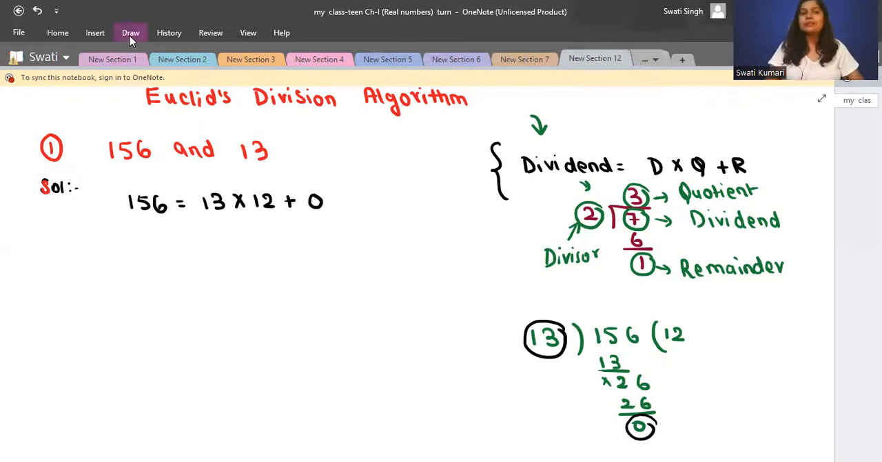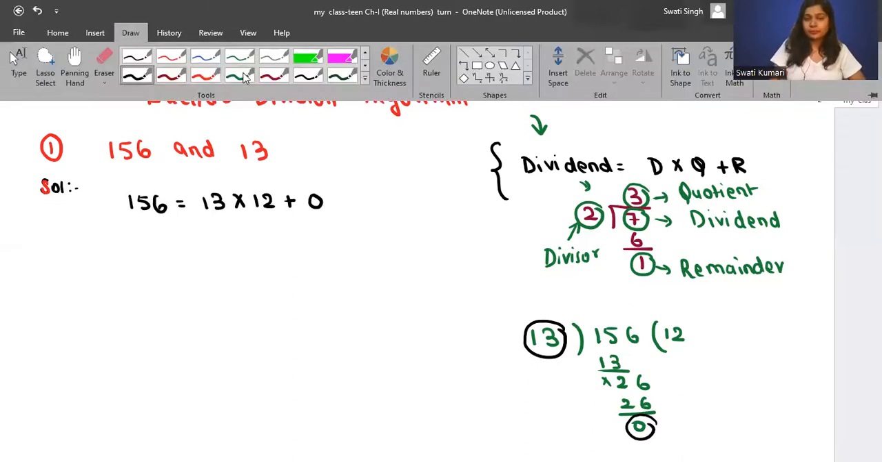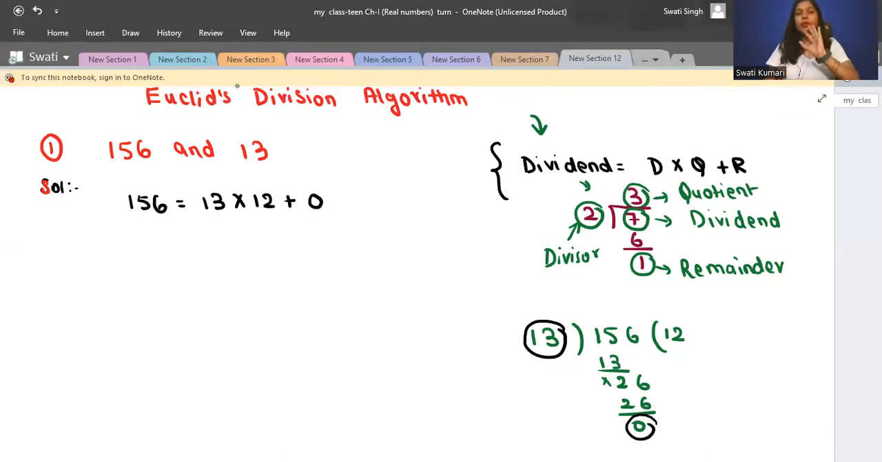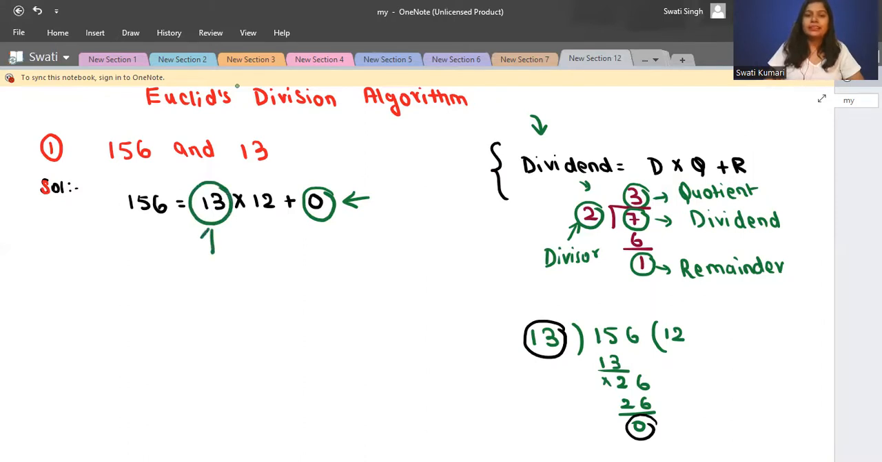The only step that you have to follow here is that you will keep on doing this step, dividend is equal to divisor into quotient plus remainder, until and unless you get remainder 0. But here you can notice that we already got the remainder 0 in the first step. As soon as you get the remainder 0, in that step, you will check what is at the place of divisor. And you can see that at the place of divisor, we have a number 13. And this number is nothing but our HCF.